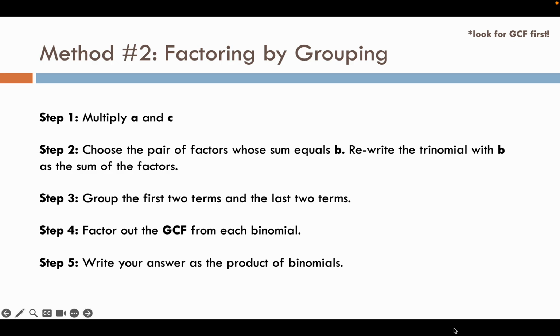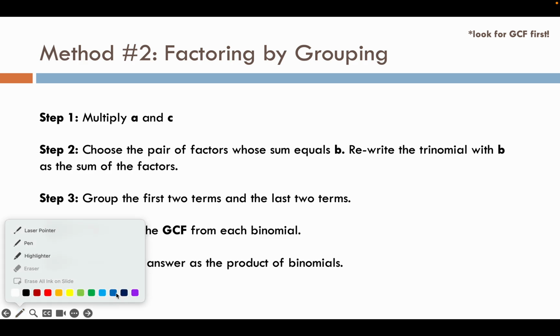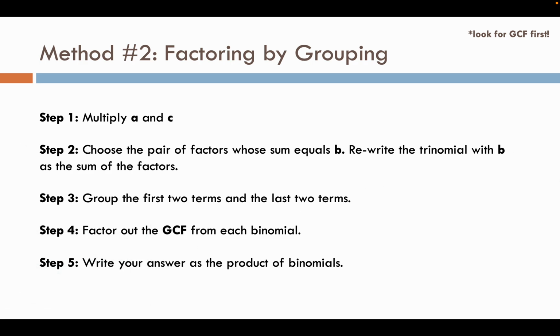We will learn about method 2 for factoring trinomials where a is greater than 1. This method is called factoring by grouping. The steps here look kind of long, but once you get the hang of it, hopefully you will be able to do it pretty quickly and easily without having to think about the steps over and over again. We always still want to look for that greatest common factor first.